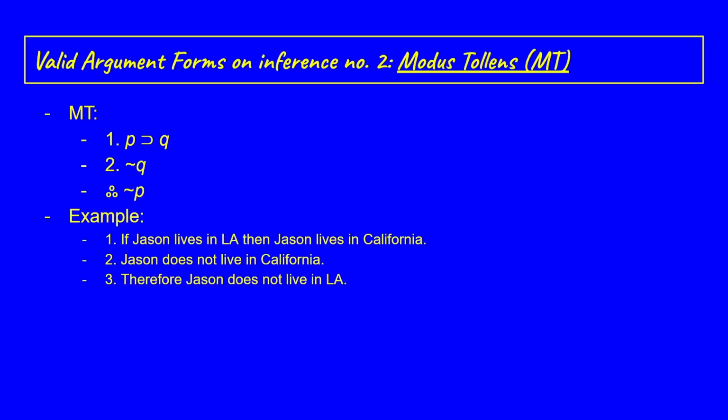The next rule is modus tollens, which is sort of the inverse of modus ponens. Modus tollens has the form of P horseshoe Q, tilde Q, therefore tilde P. An example of a modus tollens argument would be, if Jason lives in LA, then Jason lives in California. Jason does not live in California, therefore we can be sure that Jason does not live in LA.